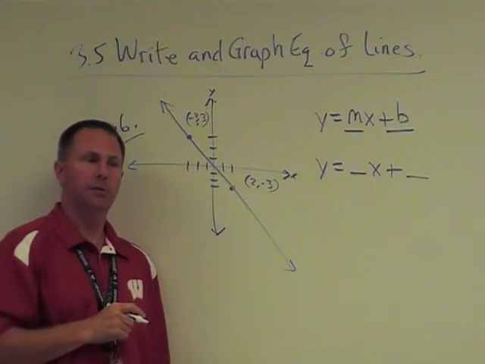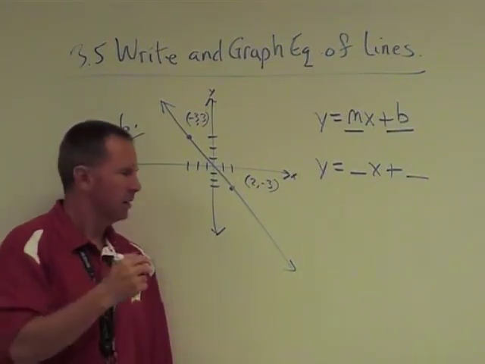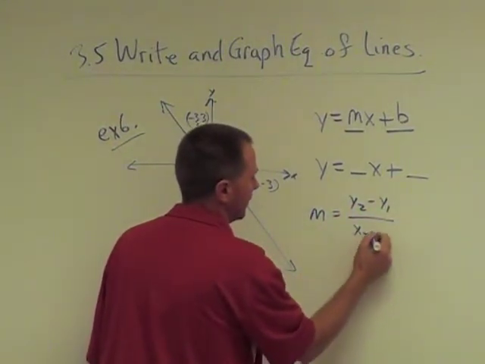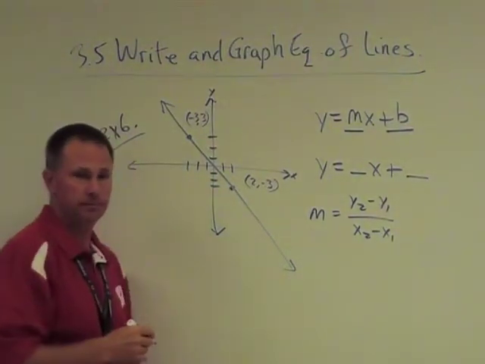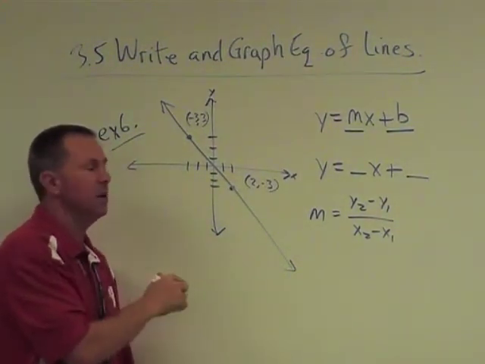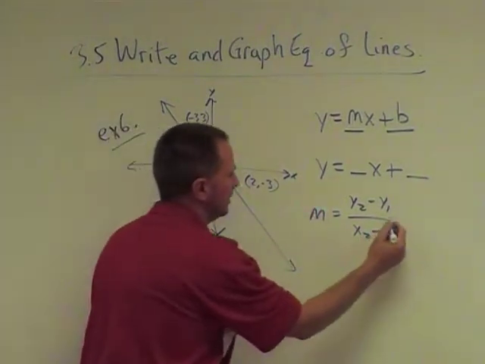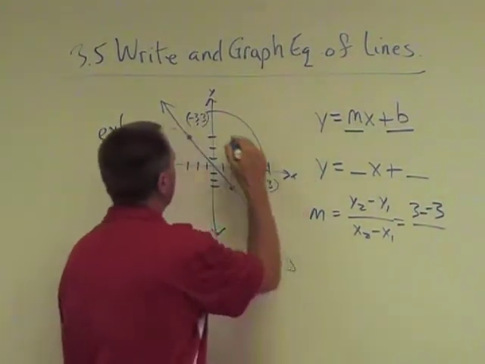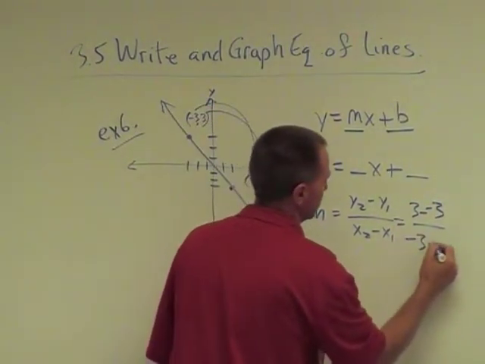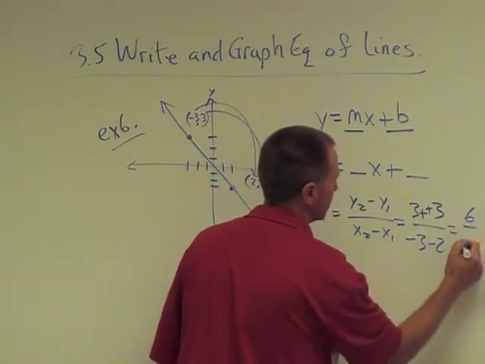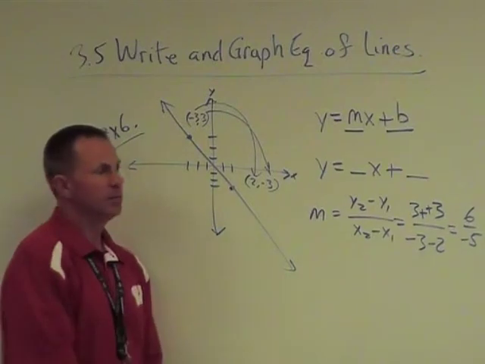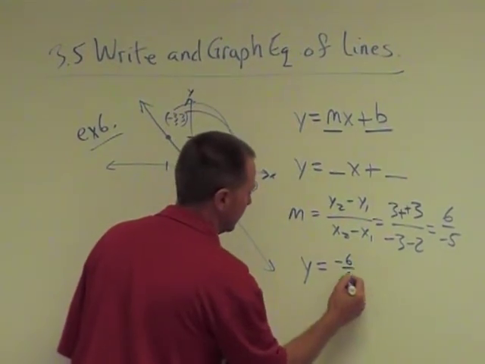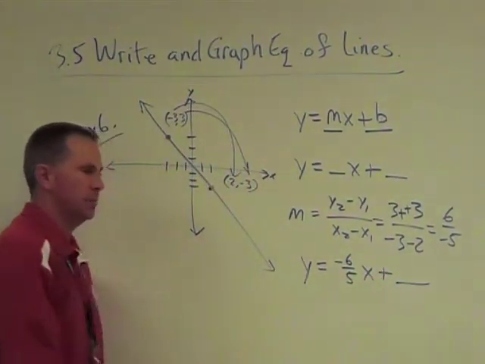How do I find the slope? The slope is the subtraction of your y values over the subtraction of your x values. Or you can do rise over run, can't you? And I don't care if you do rise over run if you're given the graph. But we have the 2 points here, so let's actually do this. This is going to be 3 minus the negative 3, over the negative 3 minus 2. So we get slope to be negative 6/5. So y equals negative 6/5 x plus the intercept, b.